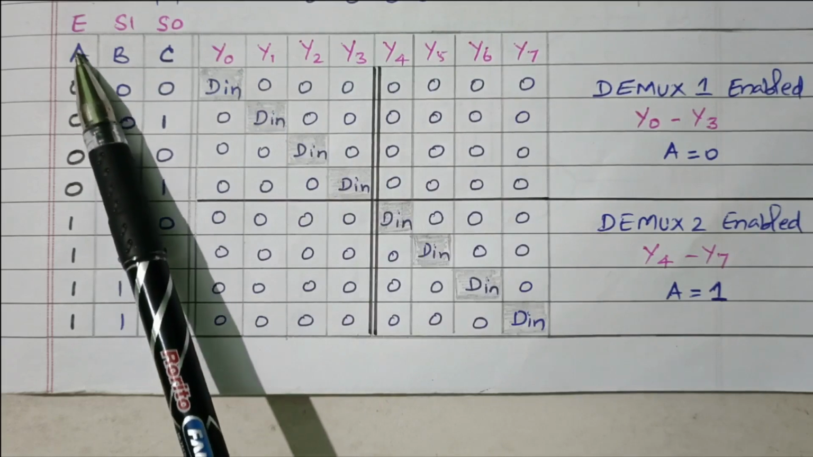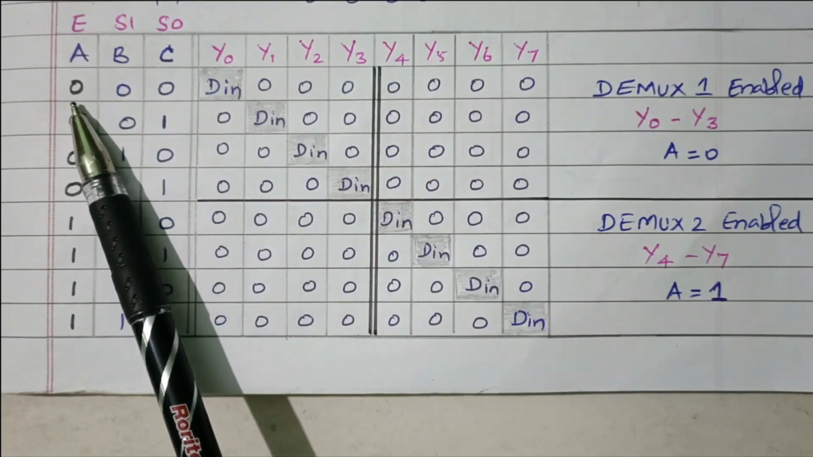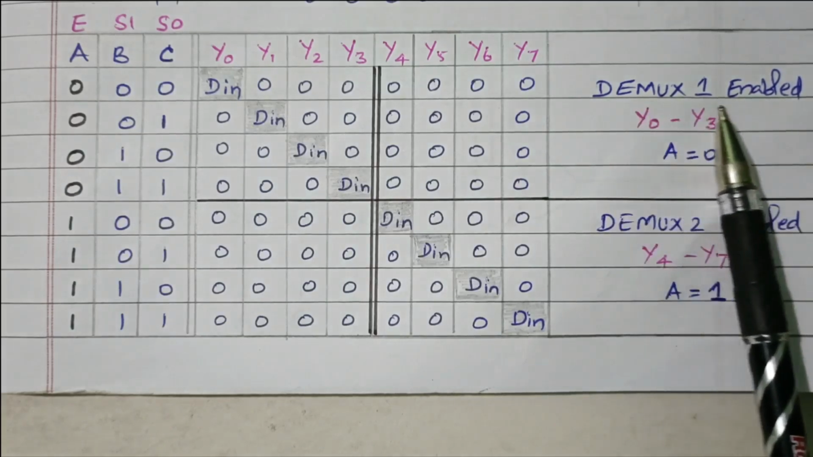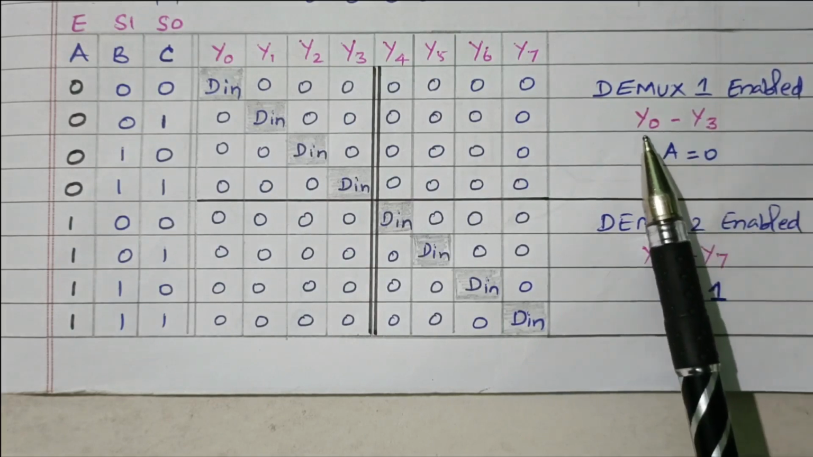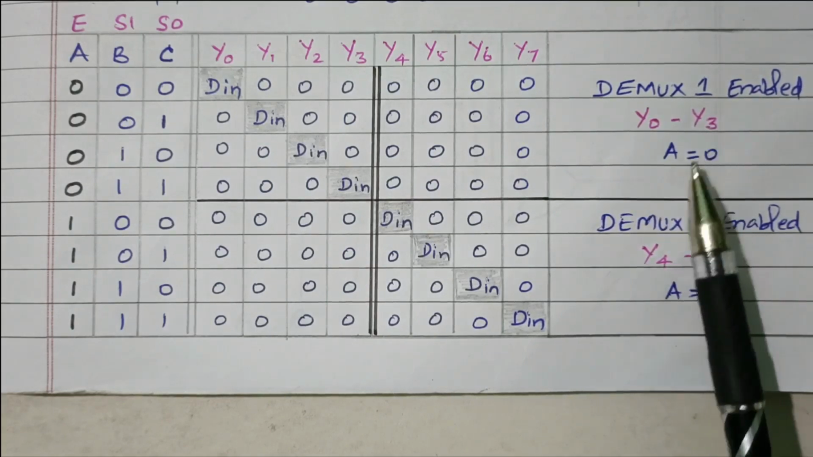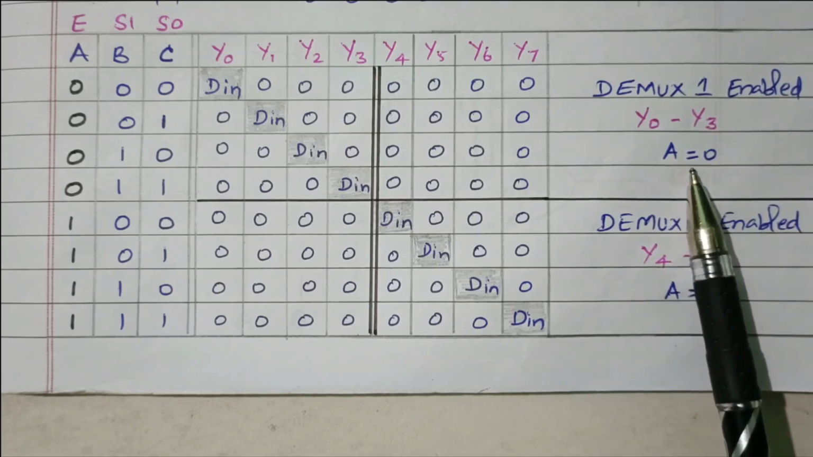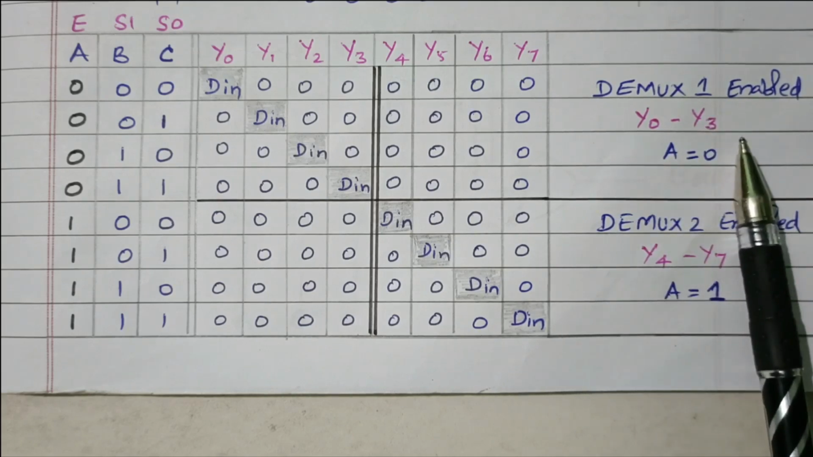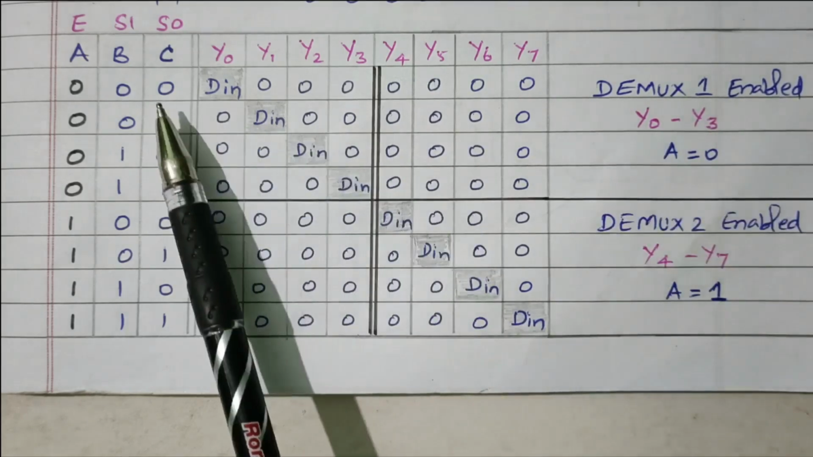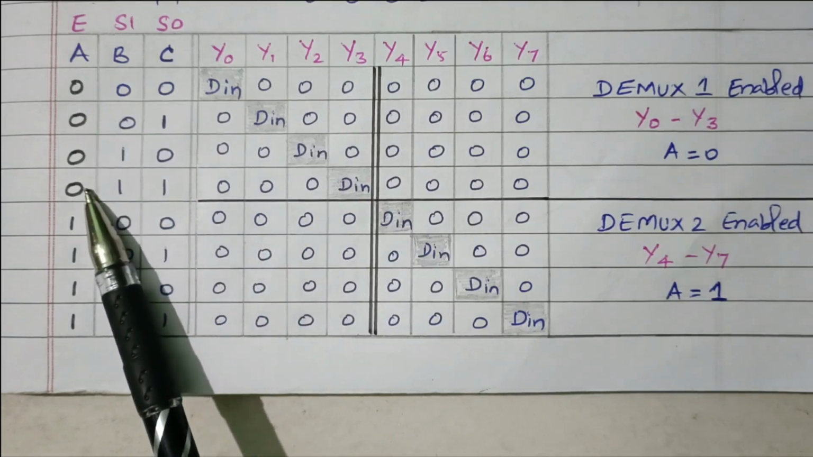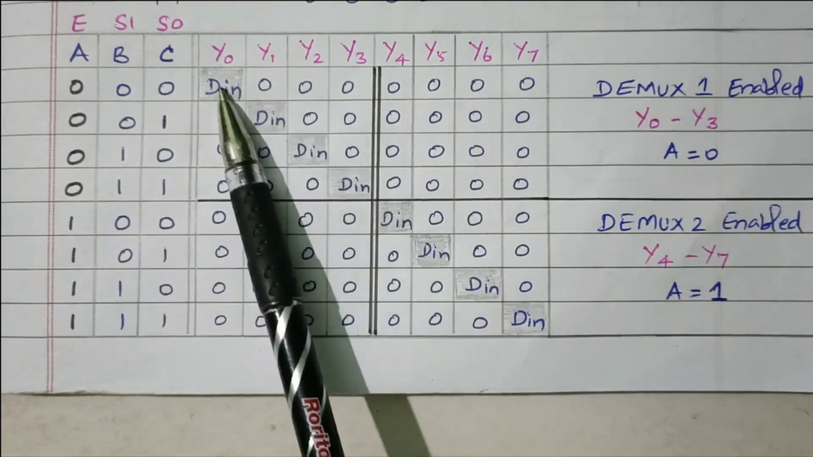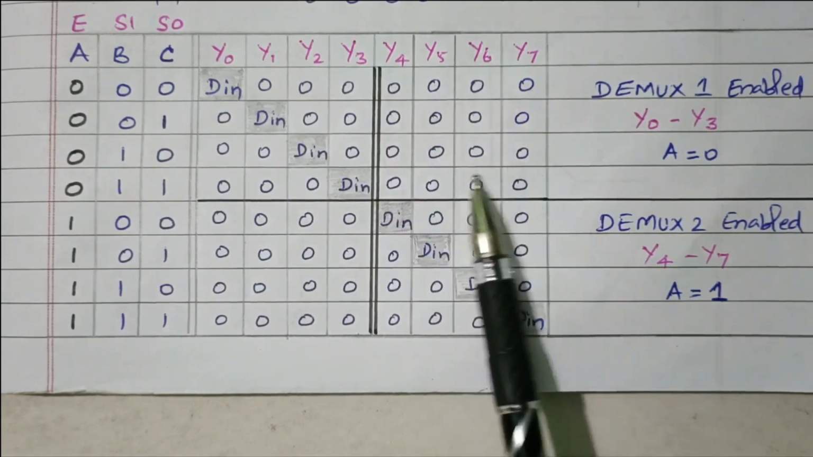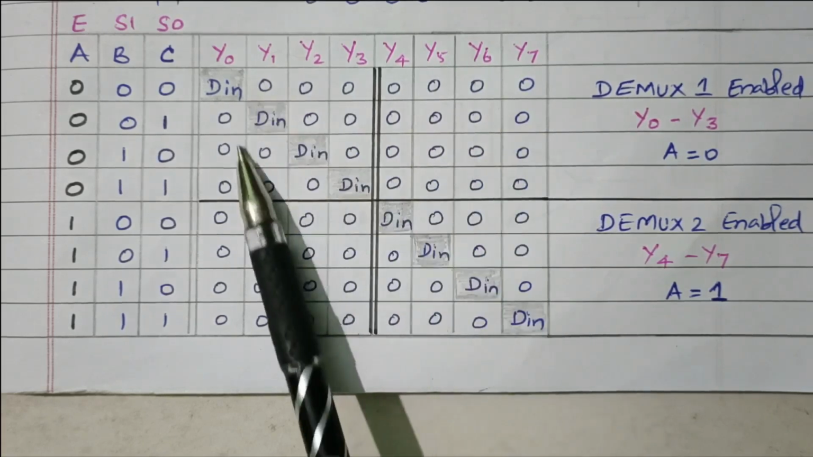If the enable signal A is 0, that means demux 1 will be enabled because it is given through the NOT gate. So demux 1 is enabled, that is we will get the output from Y0 to Y3 when A equals 0. At that time demux 2 will be disabled. Demux 2 is disabled, we will not get any output. See this, when A is 0, Y0 to Y3 will get the output. Y4 to Y7 are all zeros. Demux 2 is disabled, only demux 1 is enabled.